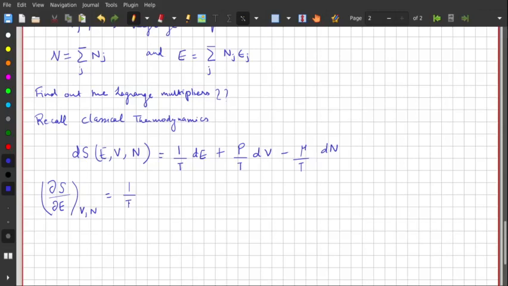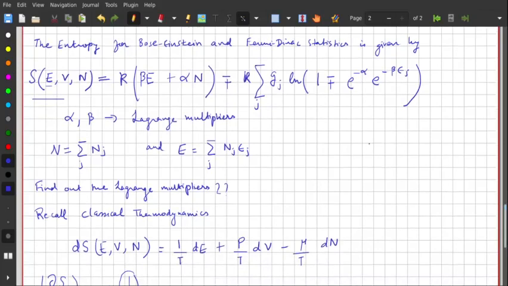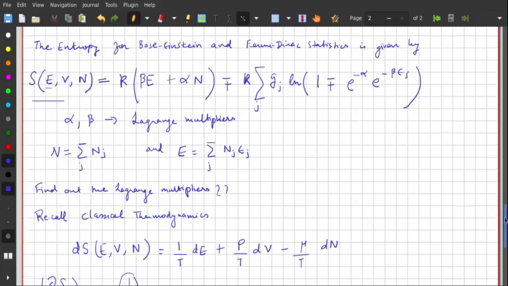This right hand side is coming from classical thermodynamics. So what we'll do is compute this left hand side from statistical thermodynamics. Because we are given, so this is given, the entropy for Bose-Einstein and Fermi-Dirac statistics is given by that expression. How this expression comes about is derived in the main lectures. So refer to the main lectures where we talk about the partition functions, how entropy is related to the partition function, and how this expression was derived for Bose-Einstein and Fermi-Dirac statistics.